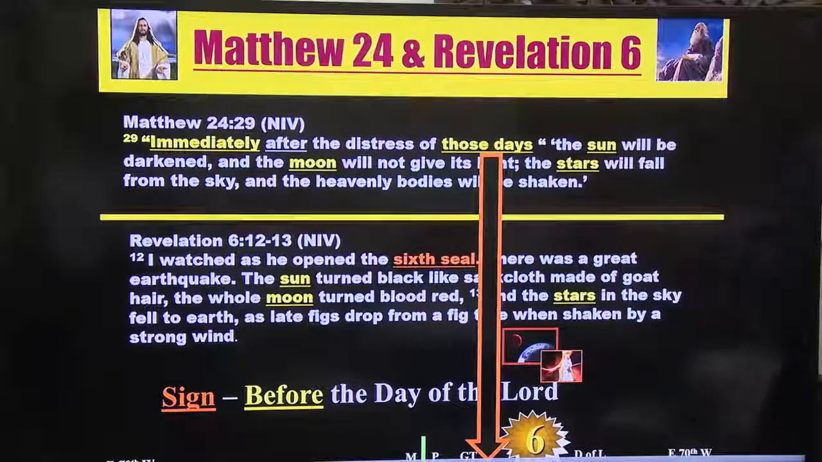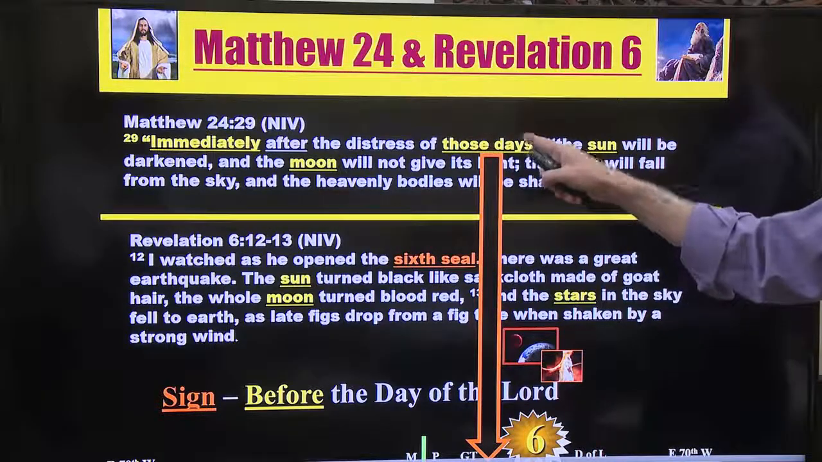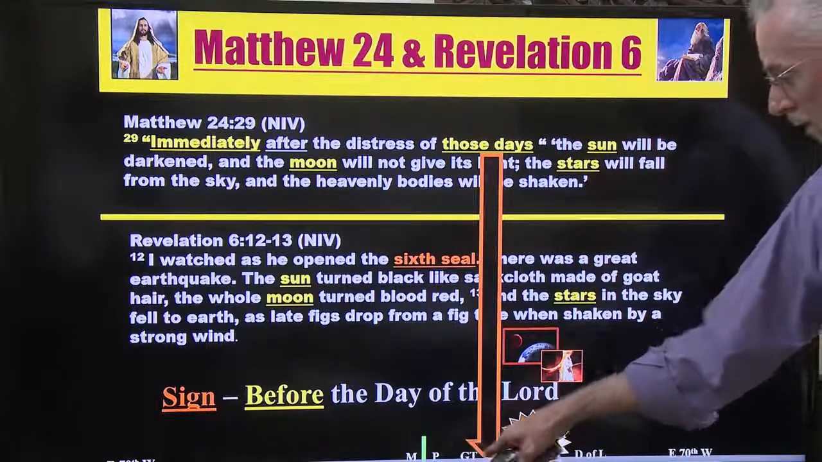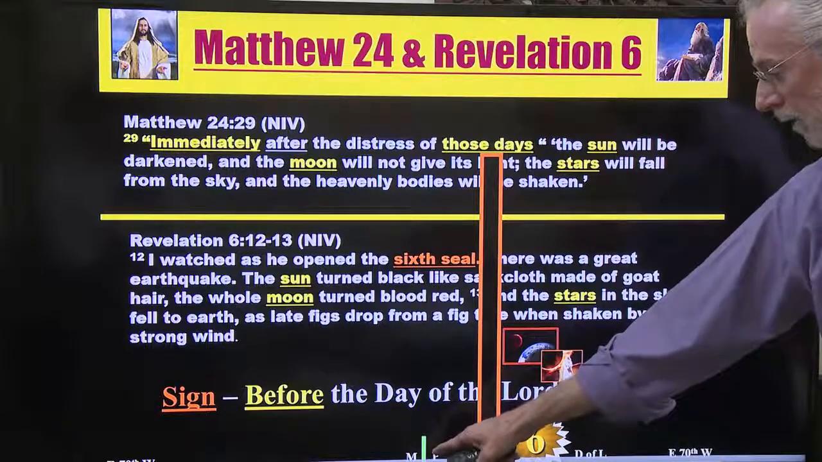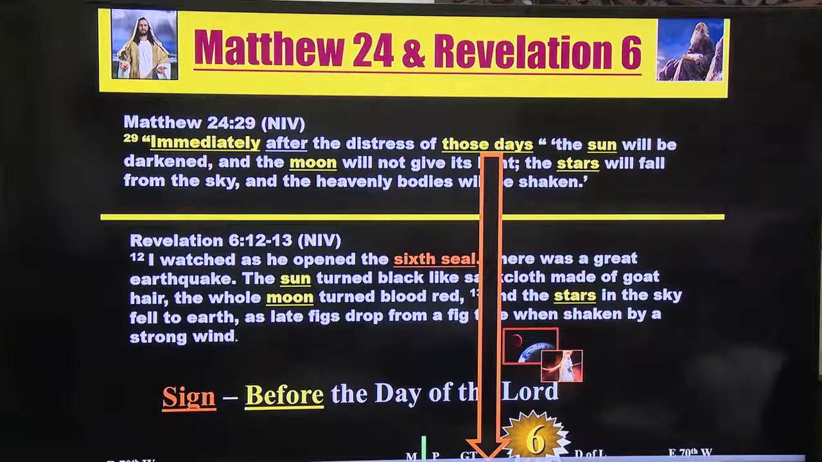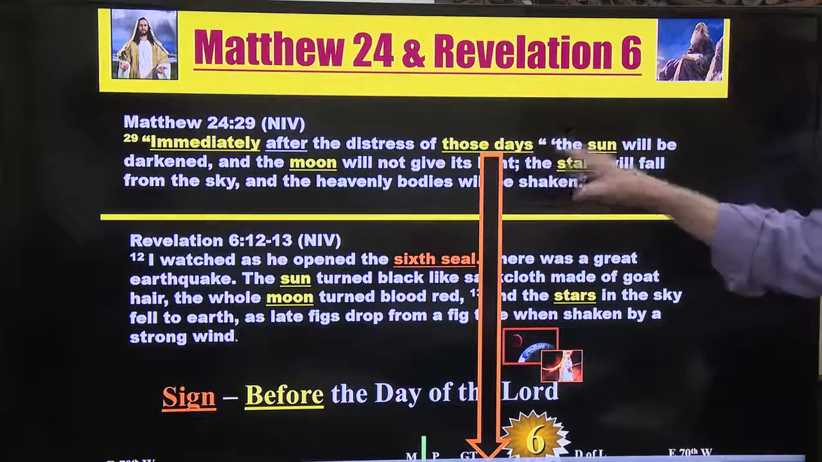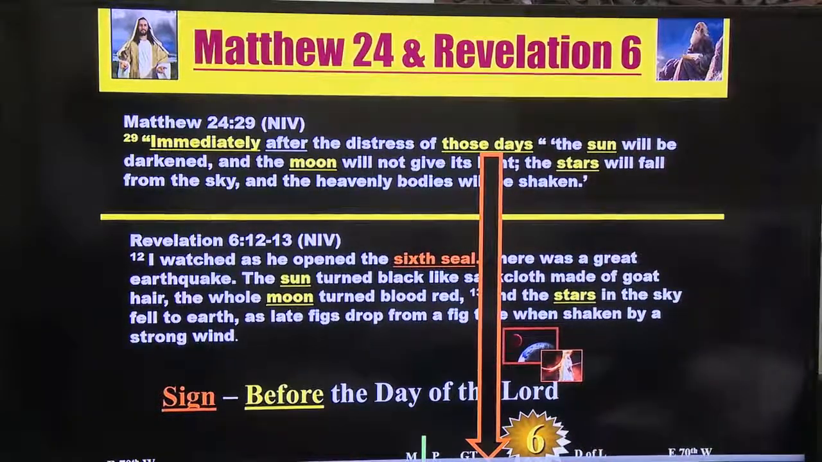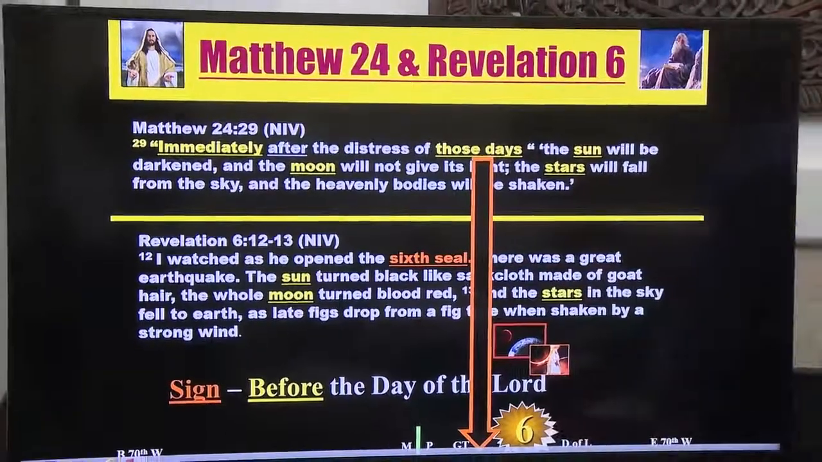Immediately. We all know what immediately means, right? Just means immediately. Immediately after the distress of those days. What days? These days. After the distress of those days, when the Antichrist sets himself up in the temple, starts the Great Tribulation, starts killing Christians, Jesus is going to cut that short. And Jesus said, as soon as I cut those days short, that's when the sun, moon, and stars are going to go dark. And the Apostle John said it's going to happen right here at the sixth seal.